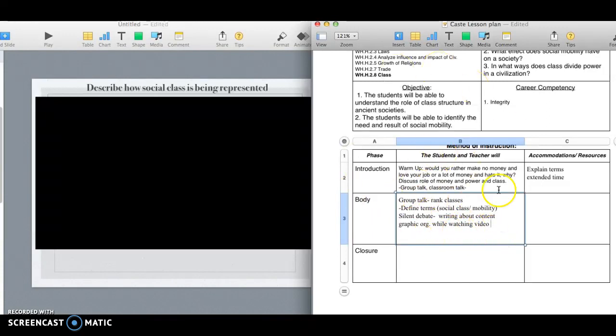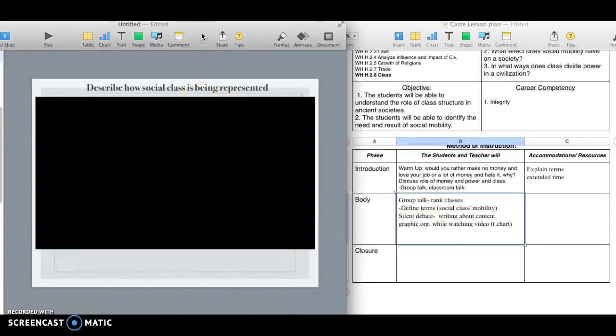A lesson plan does not need to be perfect on the first go around. In fact, it probably is not going to be. So while maybe I have them do a T-chart, and on the left we have lower class, on the right upper class, and maybe as they're watching they're writing characteristics of the upper and lower, or what it looks like, so they can start identifying and applying the knowledge that they had.